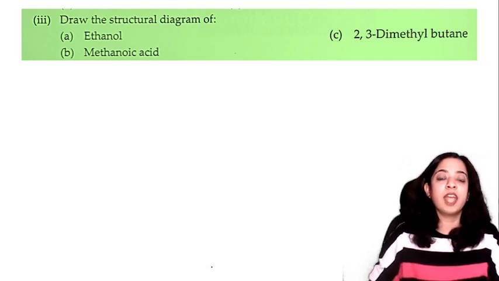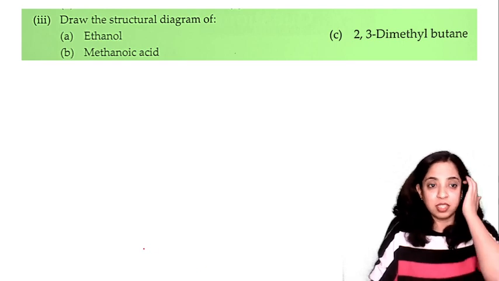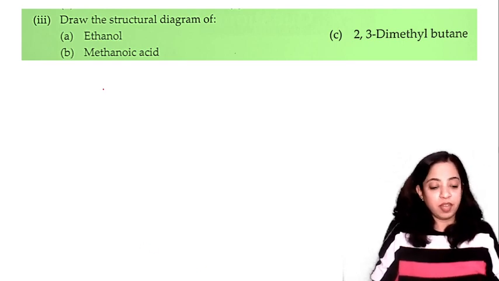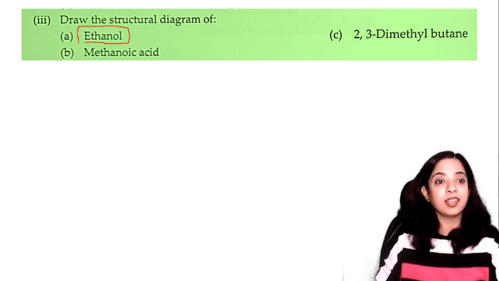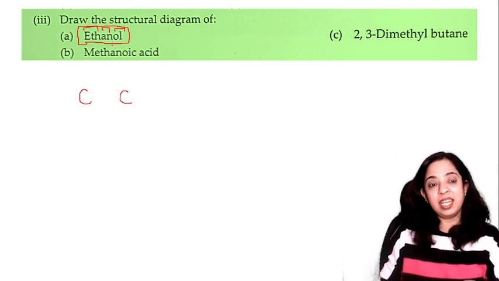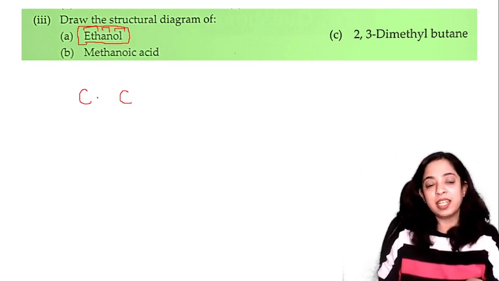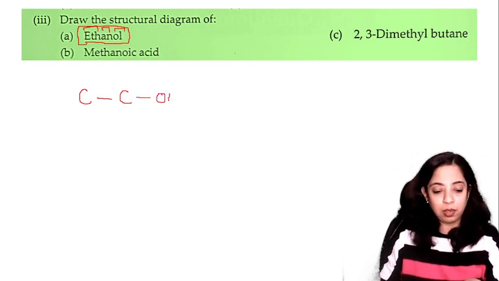Draw the structural diagram of ethanol, 2,3-dimethylbutane and methanoic acid. So this also I have taken a very elaborate session on. Ethanol. Okay, how to write ethanol. So just see, eth means 2 carbon, and is ANE, and then from that you remove the E and join OL, right? It means it has single bonds in between. OL means it has an alcohol, right?